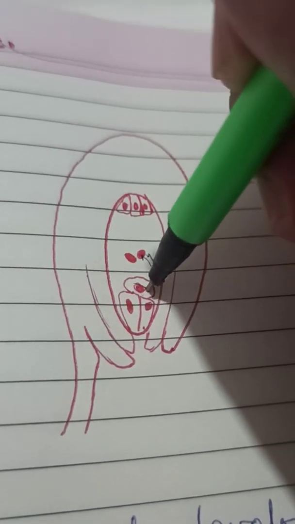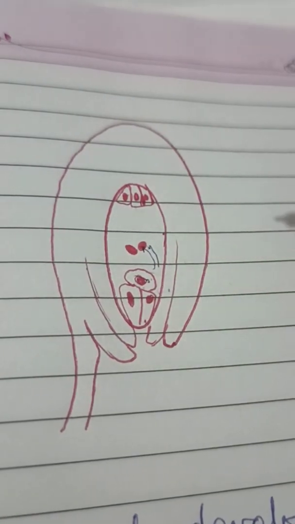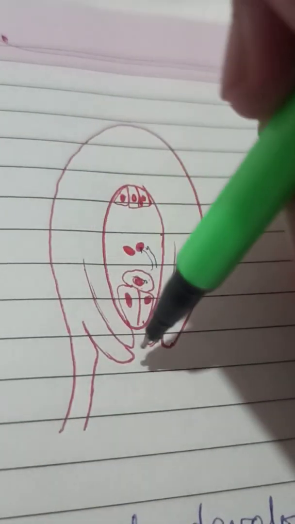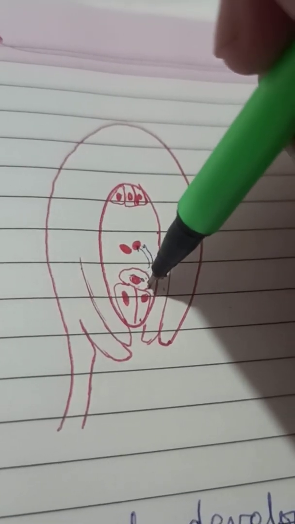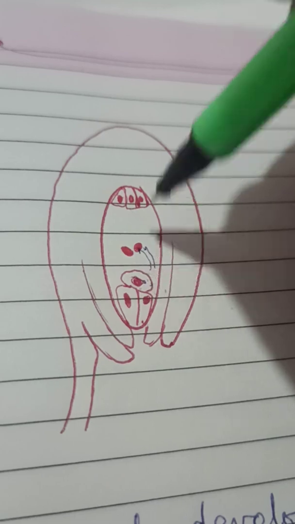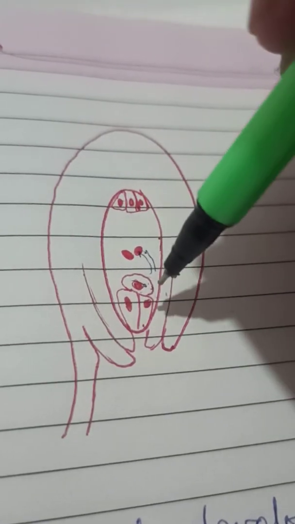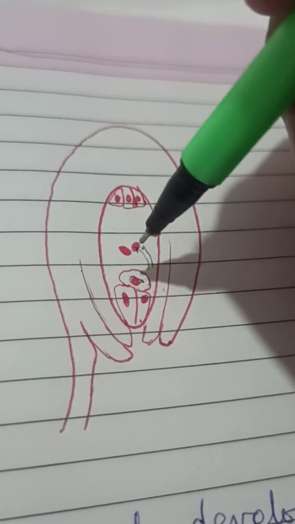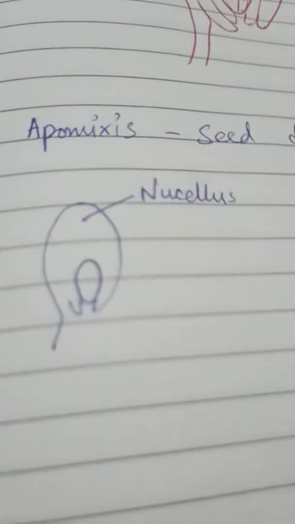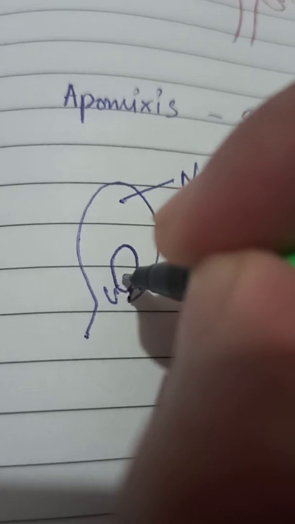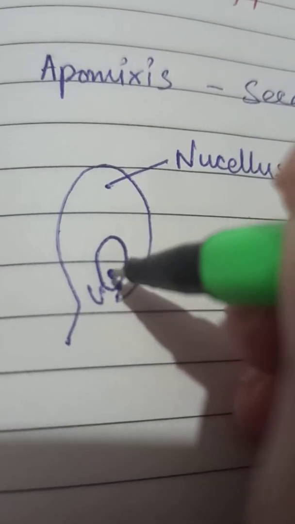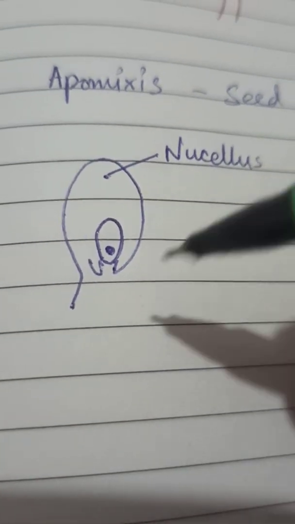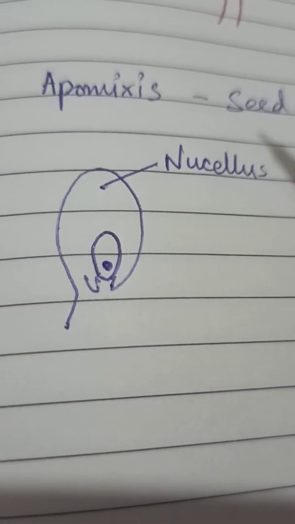Why? Because the egg is already in the diploid state. In the normal ovule, as we know, the egg is in a haploid state. In the case of apomixis, since there is mitotic division which led to the formation of the embryo sac, it is going to have a diploid egg, and that diploid egg will directly transform into the zygote, and the zygote will slowly develop into the embryo, right?